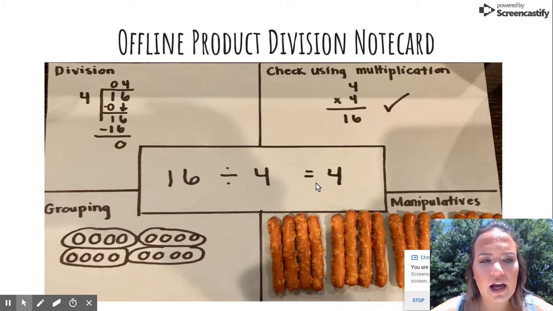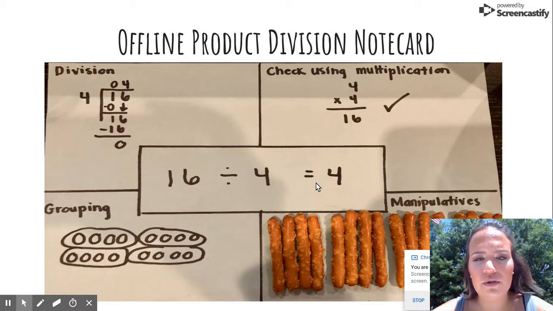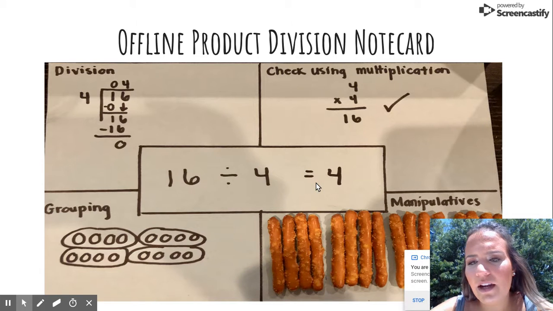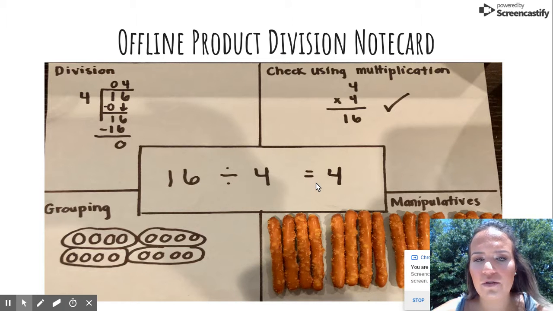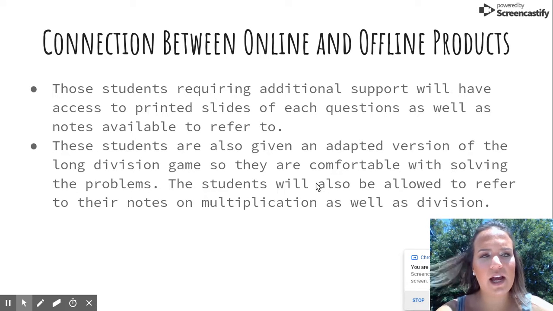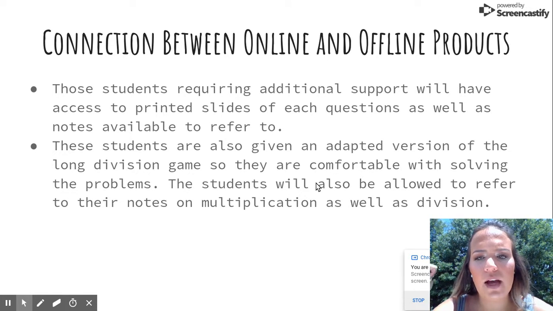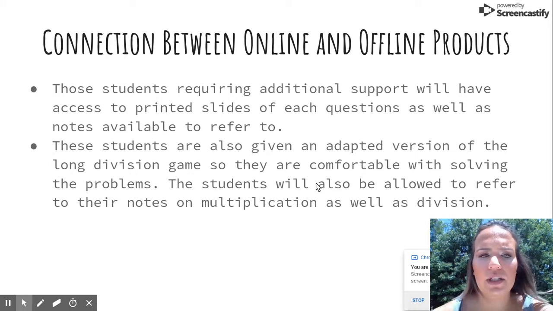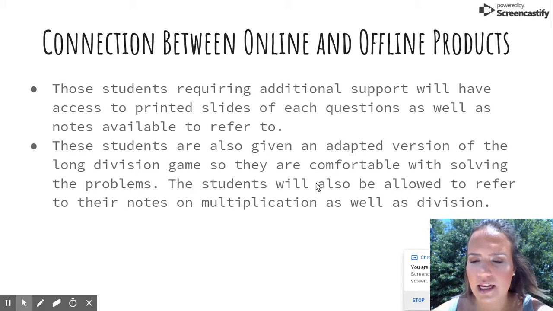There's grouping using pictures, which is great for the students to really, truly understand what division is. And then obviously our students love to use food as manipulatives. So I just used pretzels and grouped 16 pretzels into 4. Lastly, a connection were that obviously these students were able to be given an adaptive version of the long division game, so they are comfortable with solving these problems, and notes were allowed to be used. Also, my slides were printed, so the students could refer to them as they needed to.